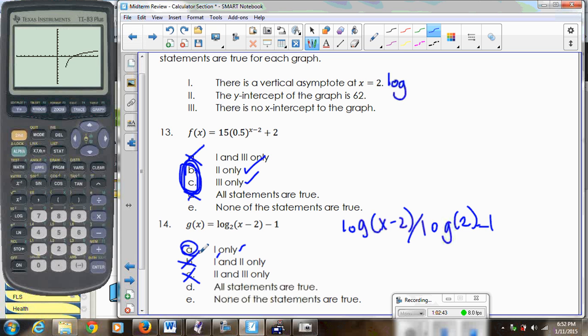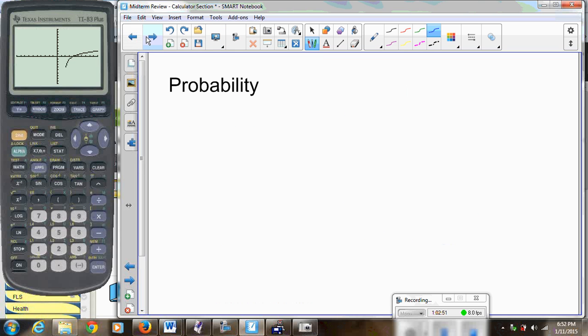Okay, these last few problems, actually, I'm going to save this, well, no, I'll go ahead and do a third. All right, so the last few problems deal with probability. We didn't really get to probability this semester, but all of the questions are things that you did in Algebra 1. So I'm just going to review them because it's fair game.